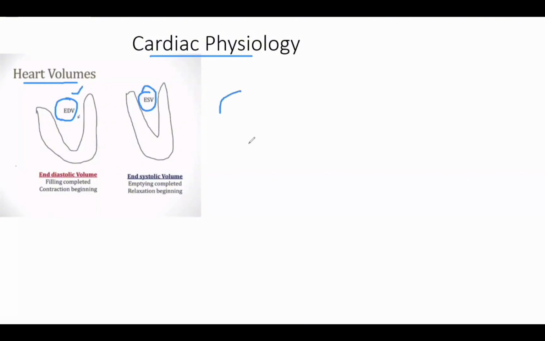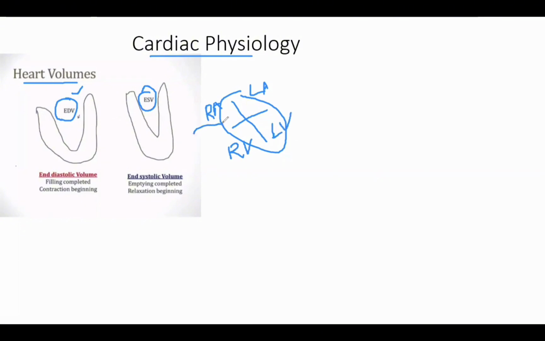We all know that this is, for example, a heart. This is the right atrium. This is the left atrium. This is the right ventricle. And this is the left ventricle.